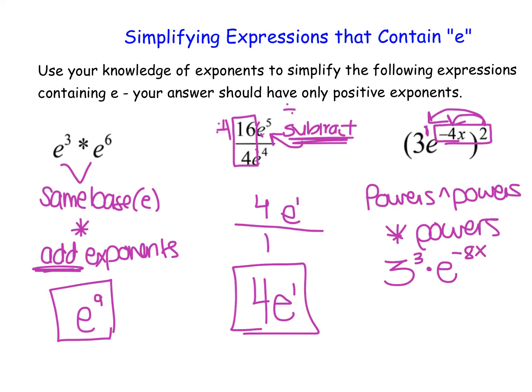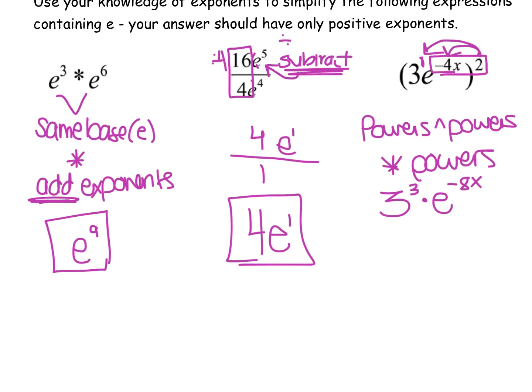Now from here, we have a little bit of simplifying that we need to do. So we can see that we have 3 to the power of 3, which we know is 3 times 3 times 3, which is 27. So we have 27e to the power of negative 8x.